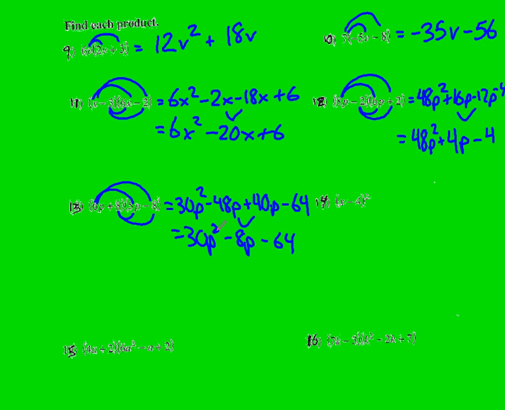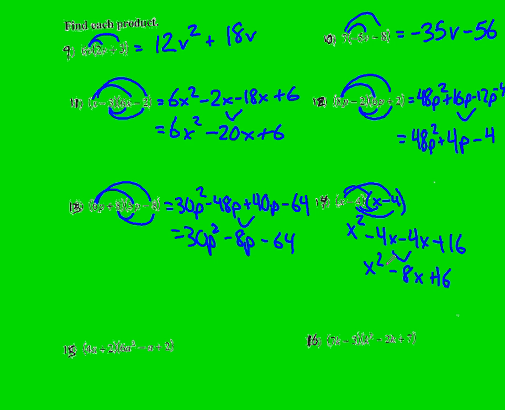Okay, number 14, something squared. That just means, anything squared means something times itself. So I'm just going to FOIL it like I have been doing. So x times x is x squared. For the outside, it's minus 4x. For the inside, it's minus 4x. And then for the last, negative 4 times negative 4 is positive 16. Combine these like terms to be negative 8x. Everything else stays the same.